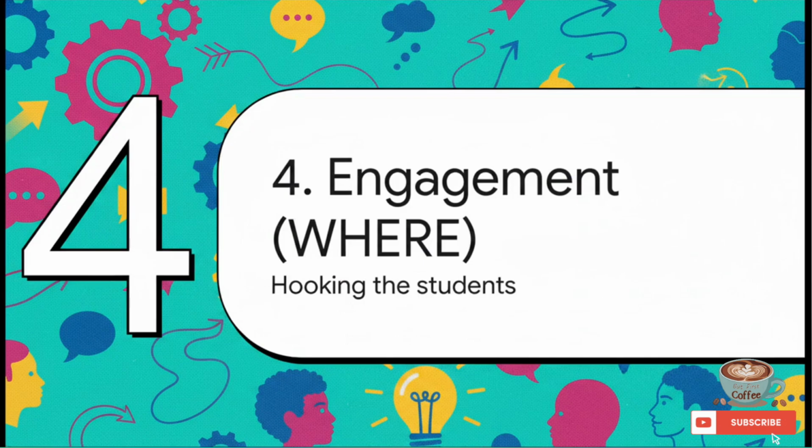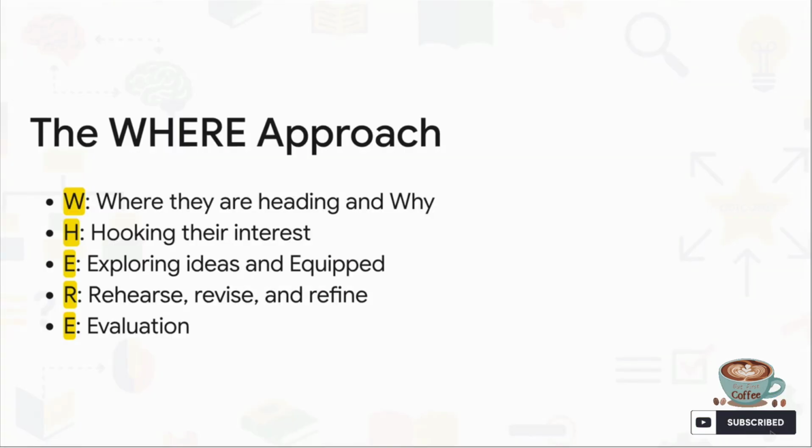Let's move into Section 4, engaging our learners using the WHERE approach. Wiggins and McTighe came up with this brilliant acronym, WHERE, to make sure students aren't just passively sitting there receiving instruction. W means making sure students actually know where they are heading and why. H is for hooking their interest right from the jump. E is for exploring ideas and ensuring they are fully equipped to succeed.